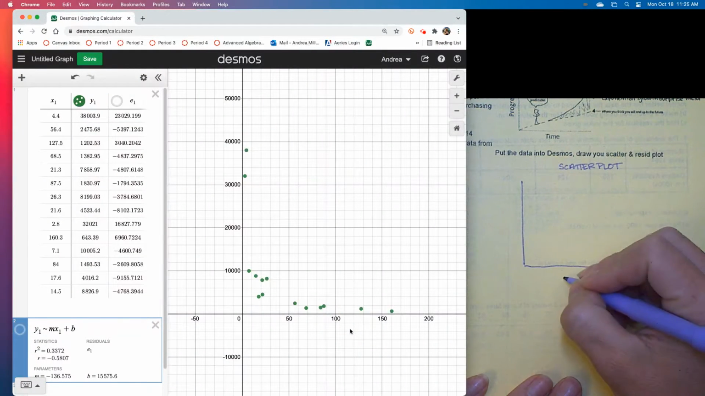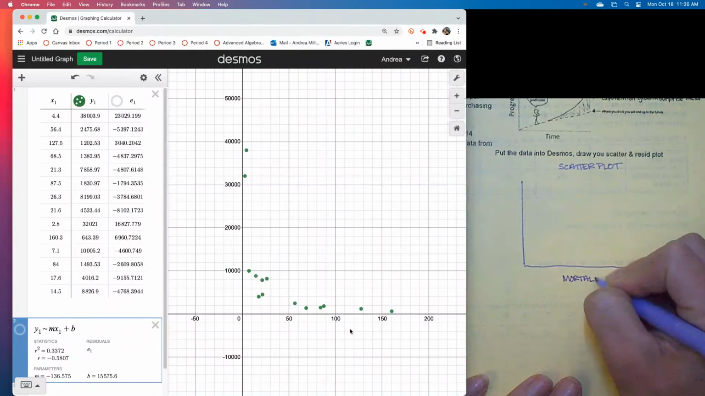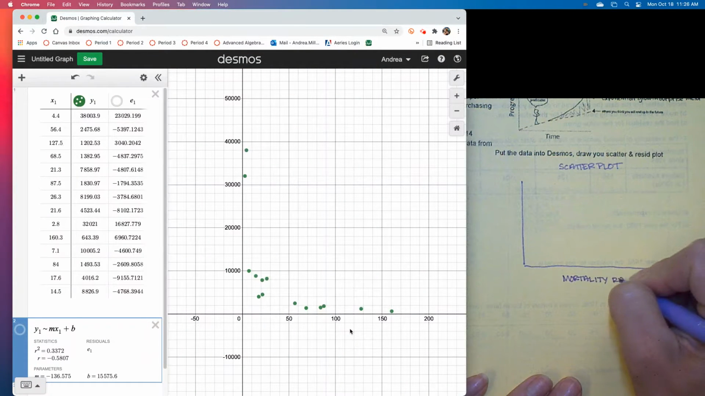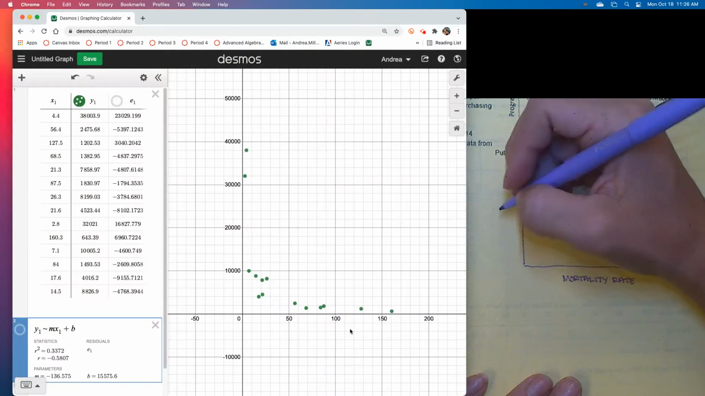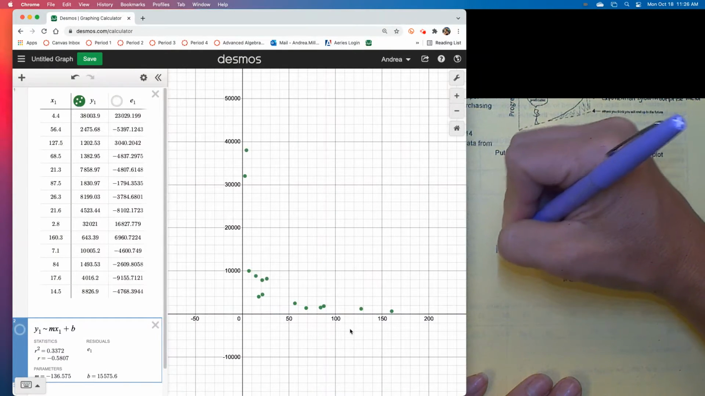Let's label our axes first. Mortality rate is our x-axis, and our y-axis was income per person.